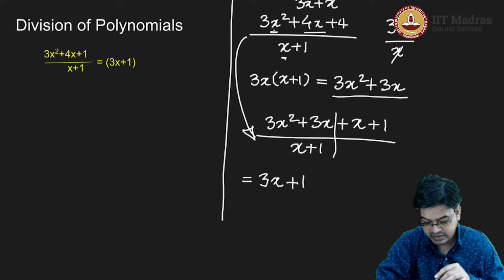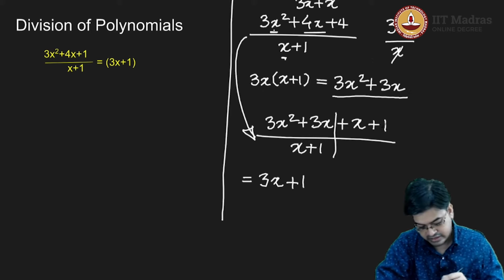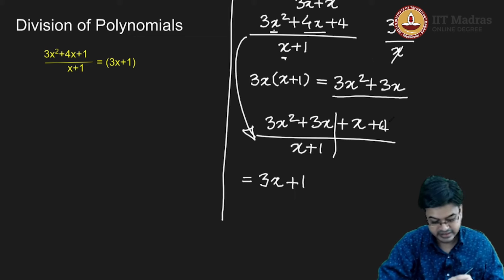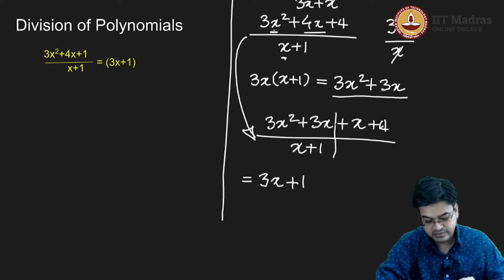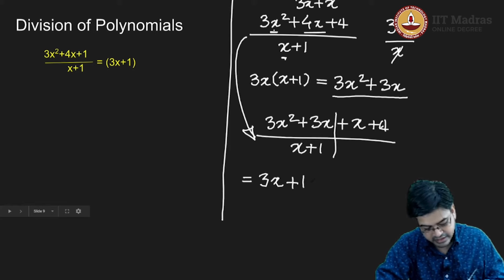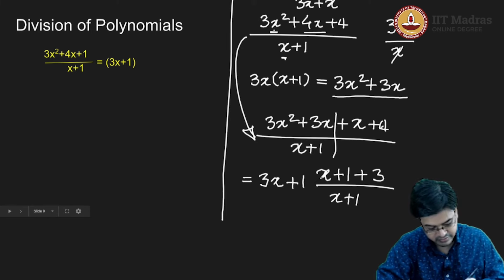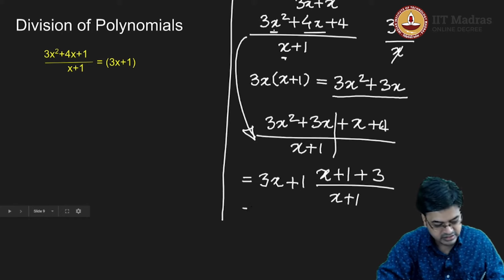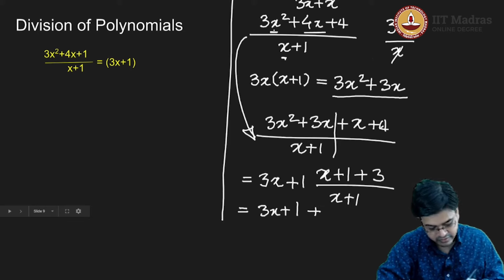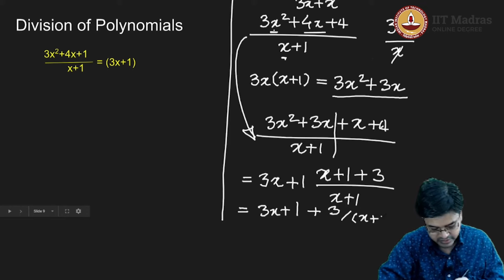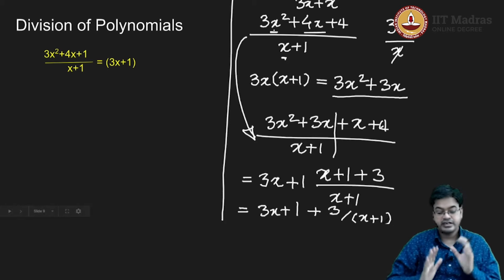I will take this 3x by x. So I can consider this x square plus 3x. Only difference is this will be x plus 4. In that case, what happens is 3x square plus 3x. So that will give me 3x into, let me rewrite this as, 3x into x plus 1 plus 3 upon x plus 1. So that again gives me 3x plus 1 into x plus 1 by x plus 1 getting cancelled. So this will remain as 3 upon x plus 1. So this is how, even if it is not a factor, I can divide the polynomial.